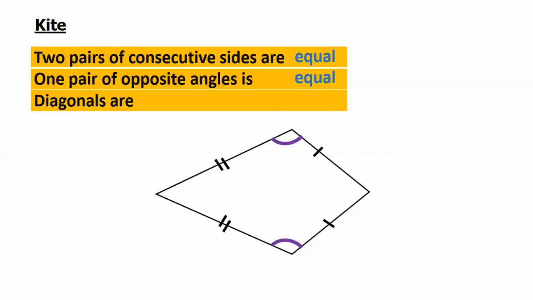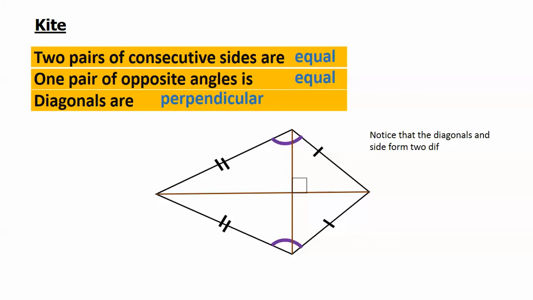And in a kite, just like a rhombus, the diagonals are perpendicular. That is, when I draw in my diagonals, I'm going to find that they hit at 90 degrees. Interesting enough, I make another right triangle here. And in fact, the diagonals on the side form two different right triangles. This one here on the right, and this other triangle over here on the left.